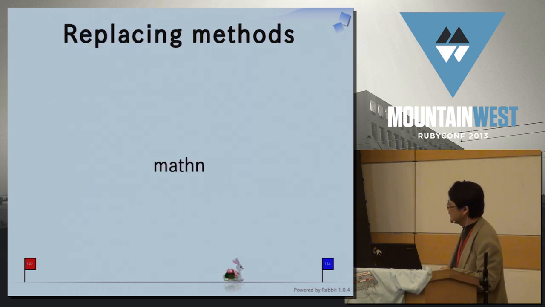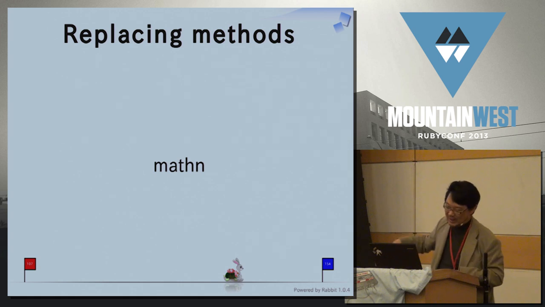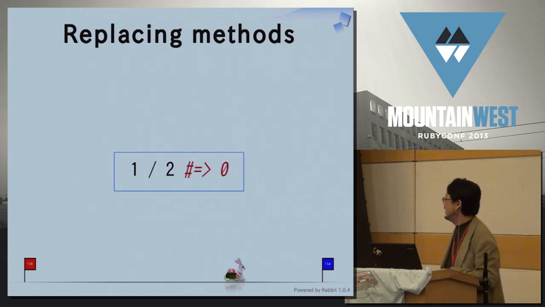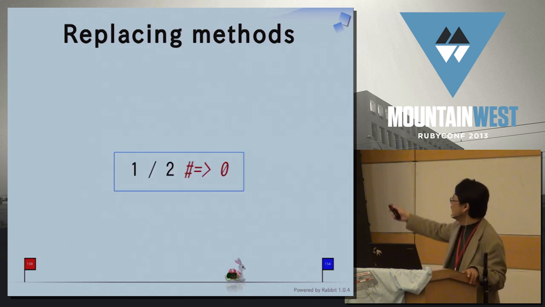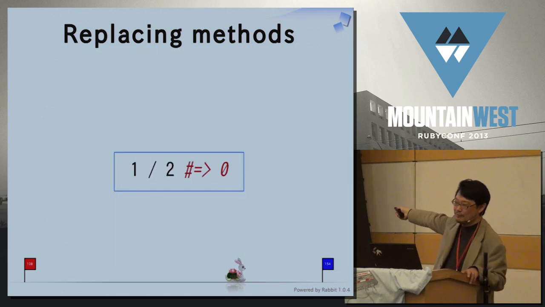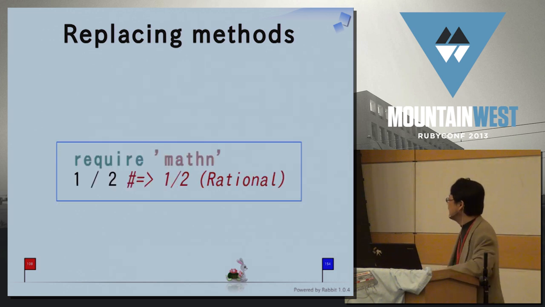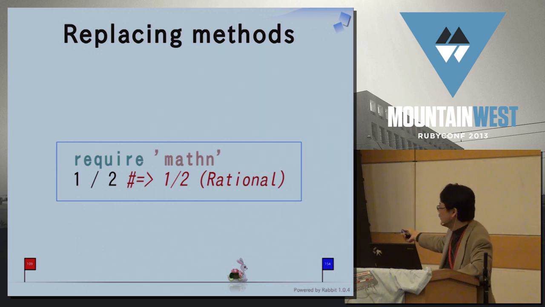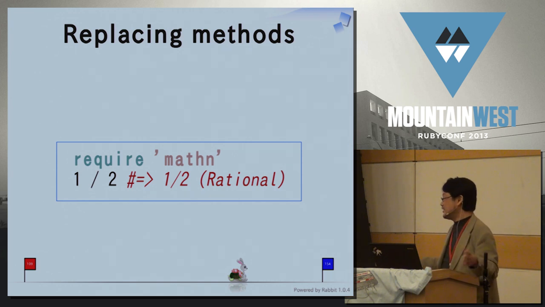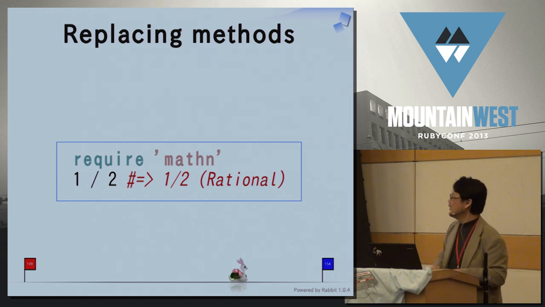And the other example is MathN, which is bundled in the standard distribution. So when you require the library named MathN, this is very effective. Well, 1/2 becomes 0 in standard Ruby, just because it's integer division. But by requiring the MathN library, it replaces the division method. So 1/2 became the rational number 1/2. So this is quite impressive. A very tiny library can replace the very fundamental integer division.